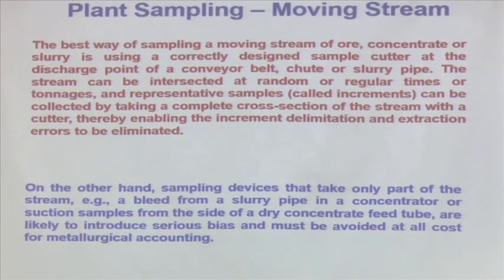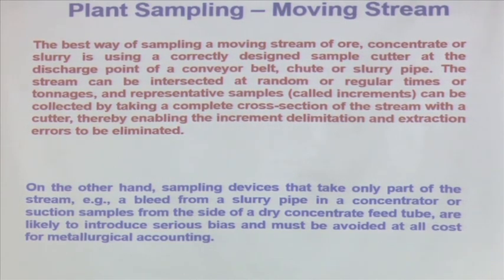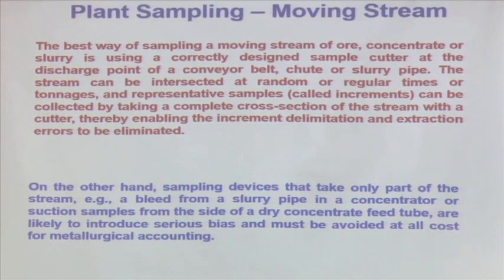So, plant sampling: a very simple clue is to always try to sample from a moving stream, when the material is flowing. The best way of sampling a moving stream of ore, concentrate or slurry is using a correctly designed sample cutter. How do I design it correctly? That is the dimensions we have discussed.